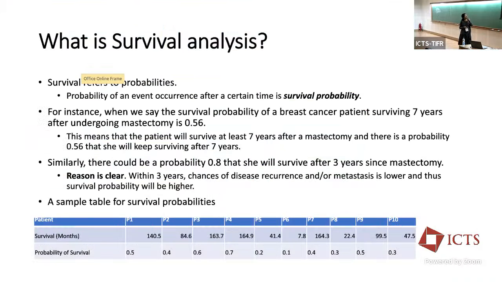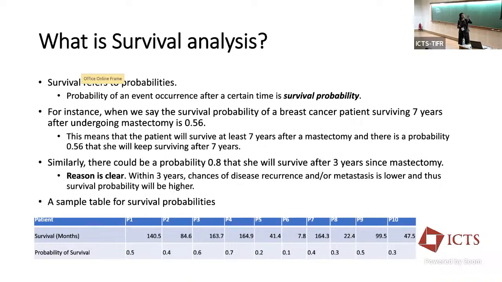Okay, so survival analysis, actually, when we do that, we are talking about probabilities. So the probability of an event occurrence after a certain time is called survival probability. Now, for instance, when we say that the survival probability of a breast cancer patient surviving 7 years after undergoing mastectomy is 0.56, this means that the patient will survive at least 7 years after mastectomy, and there's a probability of 0.56 that she will keep surviving after 7 years.